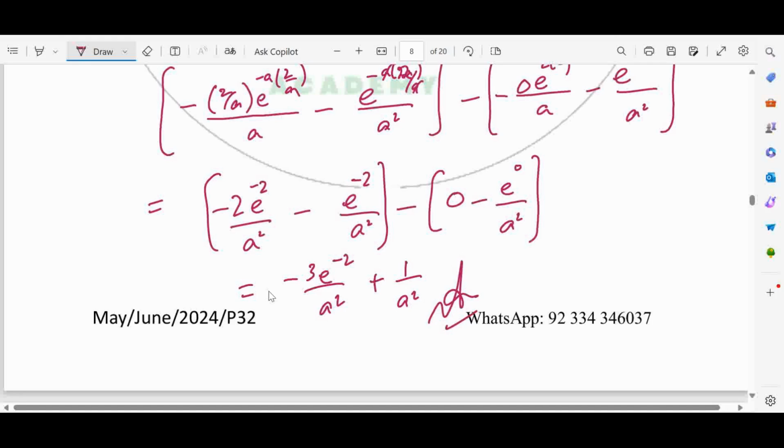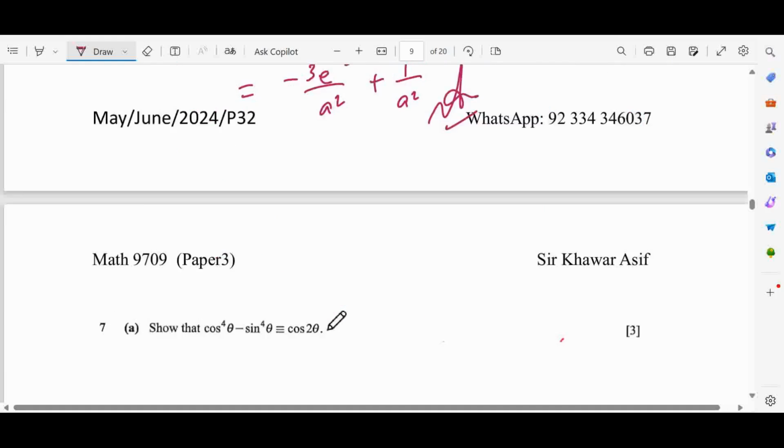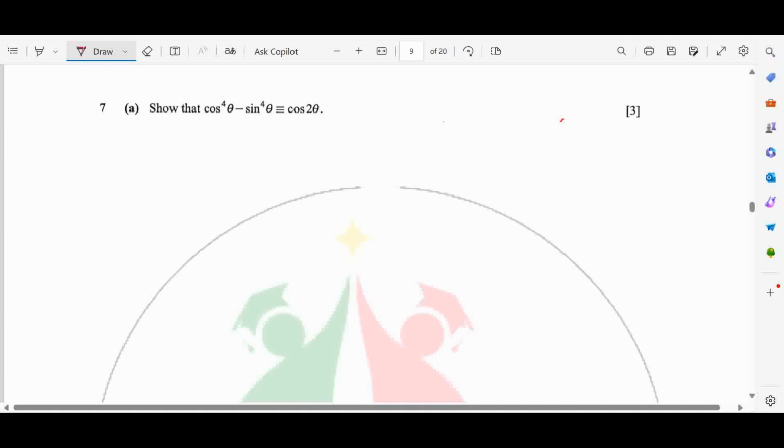I hope that the concept is clear. Let's move to the next question. Question number 7. Show that cos 4 theta minus sin 4 theta is equals to cos 2 theta. So how we can show? We can write it as cos square theta whole square minus sin square theta whole square is equals to cos 2 theta. We have to choose the left hand side first.